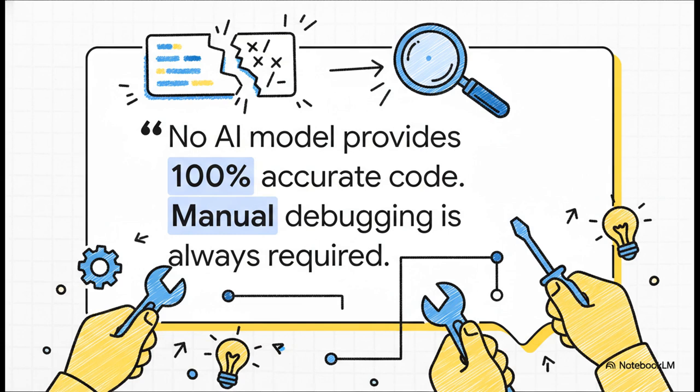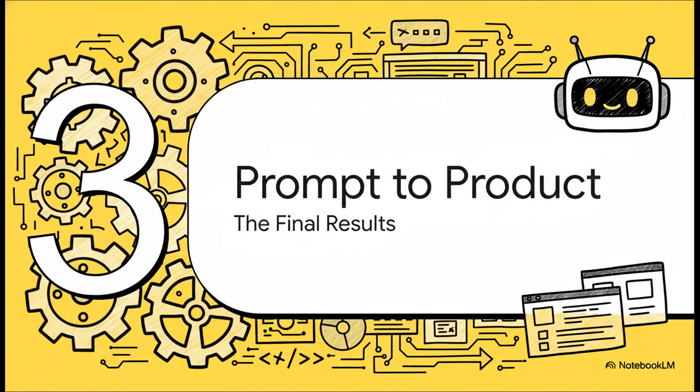Okay, let's get real for a second. This is not magic. The code it spat out was not perfect. It had bugs, it had some errors, which is honestly what you should expect from any AI model right now. The big takeaway here is that you still need to be a developer. You've got to get in there, read the code, and do some manual debugging. So after we rolled up our sleeves and did that manual cleanup, we actually had a fully working application.